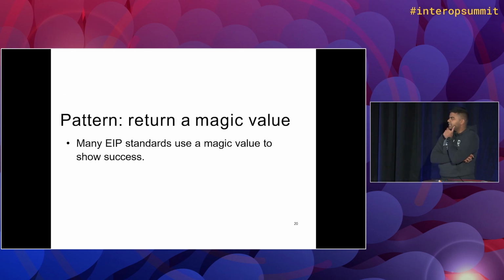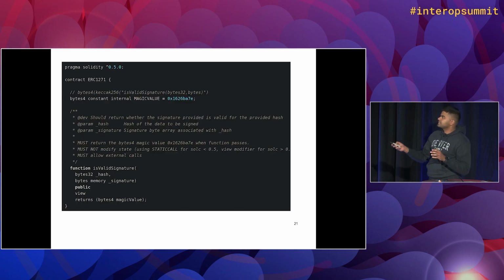And there are many EIP standards that actually use this as a magic value. So what they do is they say that a certain function should actually return a magic byte, and only then you can really consider the application to be truly correct. Here is an example of this in actual use.